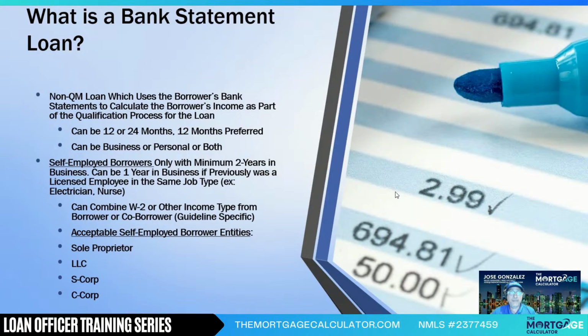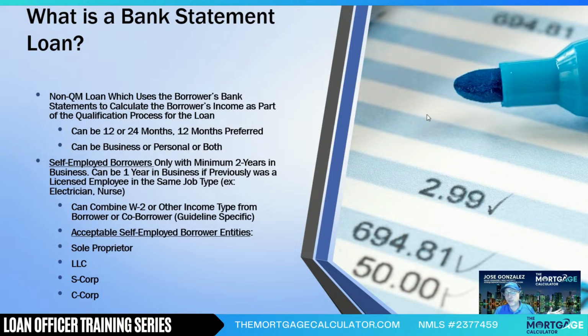So let's break it down a little bit, right? I always love starting with the what is, right? Well, what is a bank statement loan, right? Well, let's break it down clinically and give some options here. A bank statement loan is a non-QM loan, always non-QM, never a conforming bank statement loan, or should I say agency. It's a non-QM loan which uses the borrower's bank statements to calculate the borrower's income, right? Not tax returns, bank statements, as part of the qualification process for the loan.